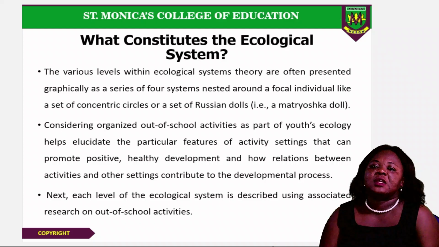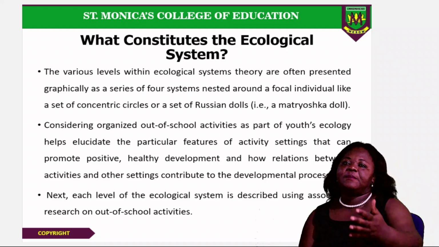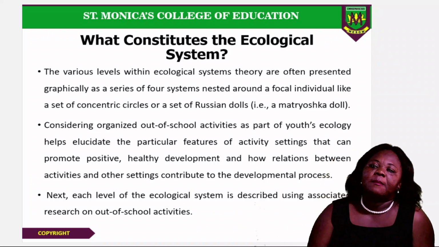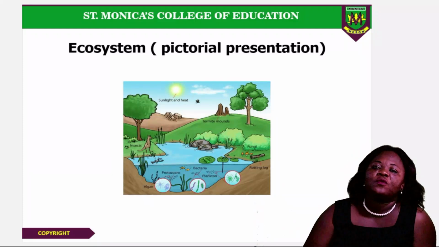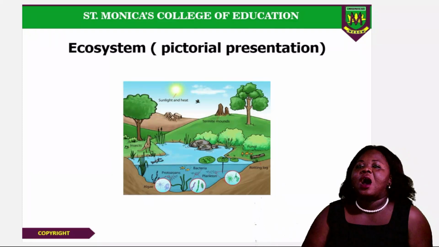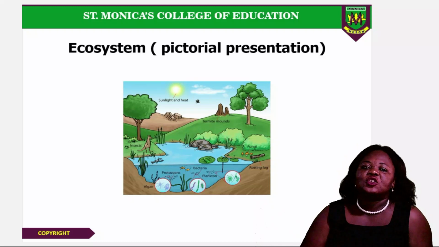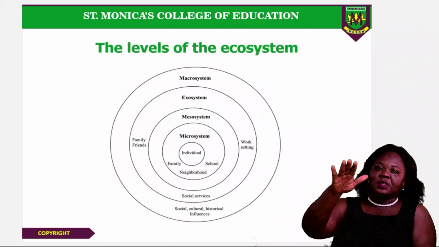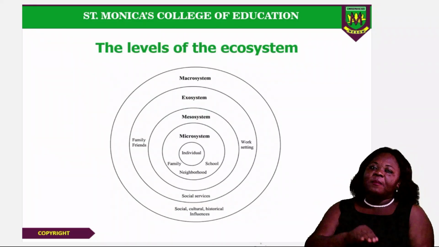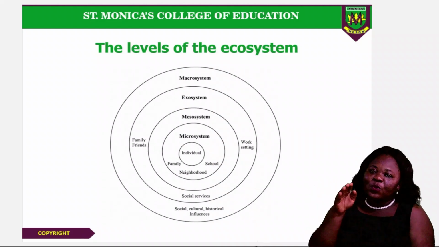Let's quickly go to the circles and then look at what happens over there. Okay, this is a pictorial presentation of what the ecosystem is like. Can you see the items? I want you to identify any two or three of those items, and then let me know how they influence the individual or how they influence each other. Let's move on to the next step, to the levels of the ecosystem. This is how it works. We have the micro, the exo, the meso, and then the macro.